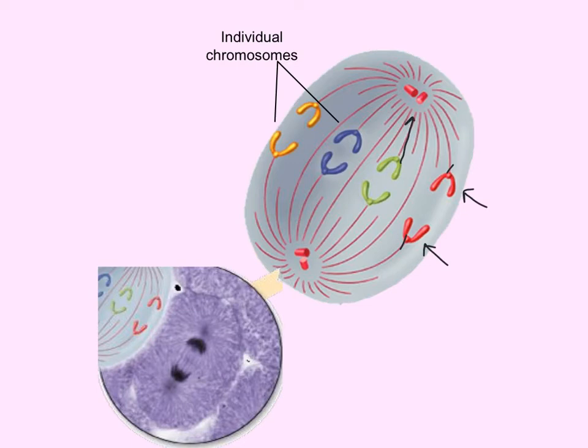This green guy's going to go over there. This green guy's going that way. This blue guy's going this way. That blue guy's going that way. Same with the yellows. And remember, each one of these chromosomes are exact copies of each other. So when they get to the end over here, each new cell is going to have a red one, a green one, a blue one, and a yellow one. So these two cells are going to be exact identical copies of the original cell.